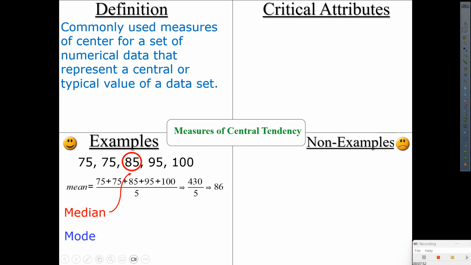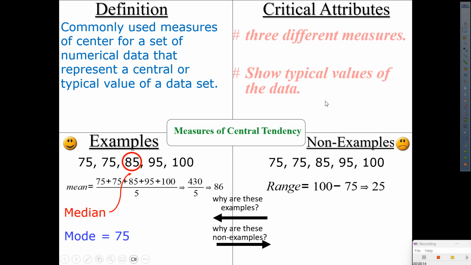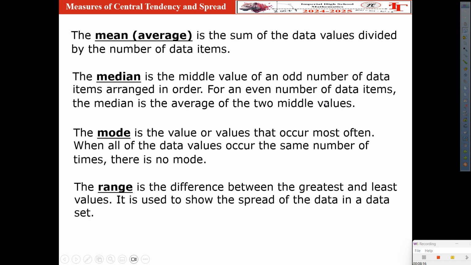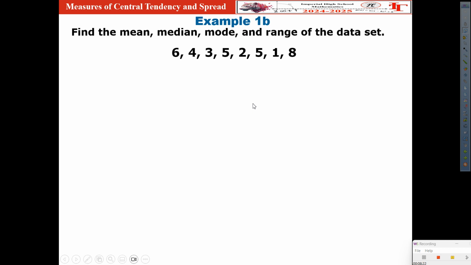Really quick, tell your neighbor what was the non-example that we used. What was the non-example? All right, looks like Jacob's got it. Jacob, what was the non-example? Range, that is correct. There it is, and so on and so forth. Okay? So, with that said, from there we went to an example. You guys remember that?